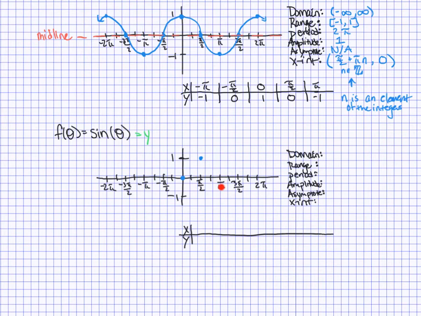At pi, what is the y value? Well, that's going to be 0. At 3 pi over 2, what's the y value? It's going to be at -1. And at 2 pi, what is the y value? Well, it's going back around to 0, and that's going to be 0.